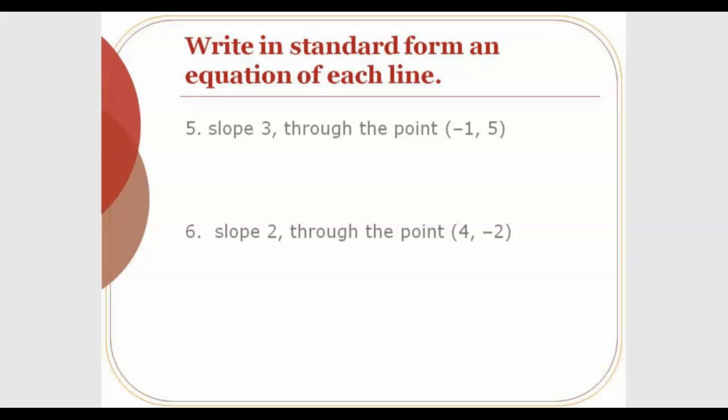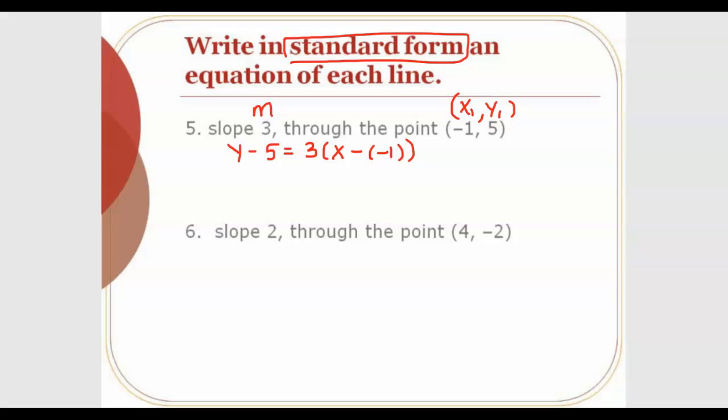So in this example, we were given the slope and the point. So this is my m, this is my x1, y1. So I'm just going to plug into point slope form. So it's y minus y1 equals m(x minus x1). And then it's asking for standard form. So I have to get this in ax plus by equals c.